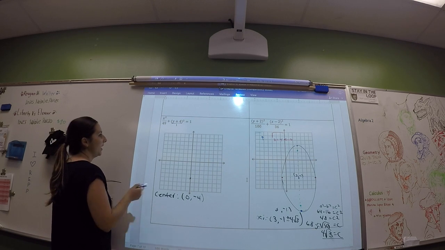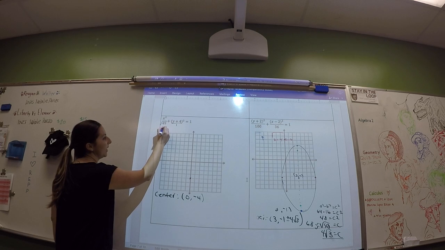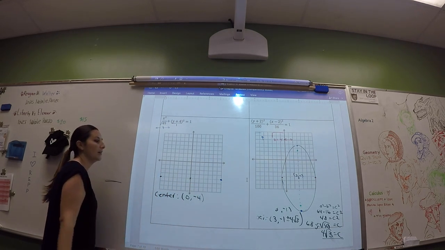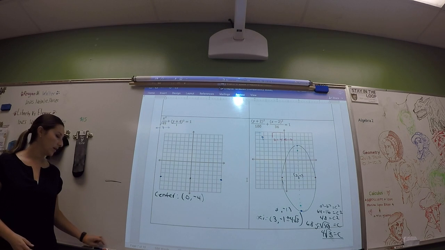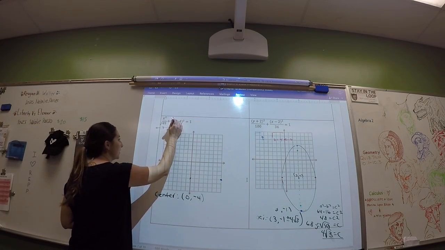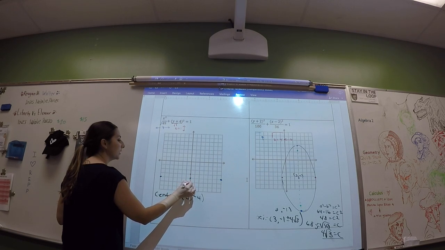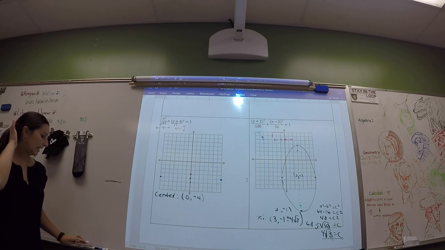So then we're going to identify A and B. Under x, I have 49, which means that I'm going to go 7 in the x direction. So 7 in the x direction. And I didn't have something under y, so I put a 1 there. What's the square root of 1? Yeah. So I'm going to go 1 up and down. So it's like a really, really skinny horizontal ellipse. Really tiny.